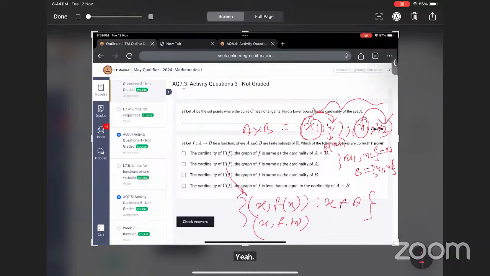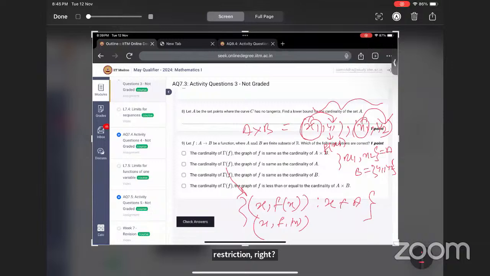Also, if there is more than one point in the codomain, I mean in B, then it's not possible, because A cross B contains all possible pairs. That means one element of A can be related to multiple elements of B. So A cross B is basically a relation, not a function. Okay. So a function is a relation with some specific restriction, right?